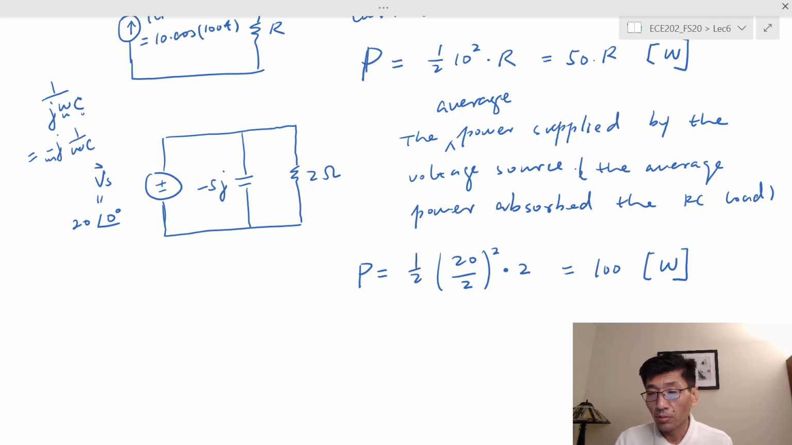Okay, so the next one would be the maximum power: how we can draw the maximum power if we have the Thevenin equivalent circuit already modeled.